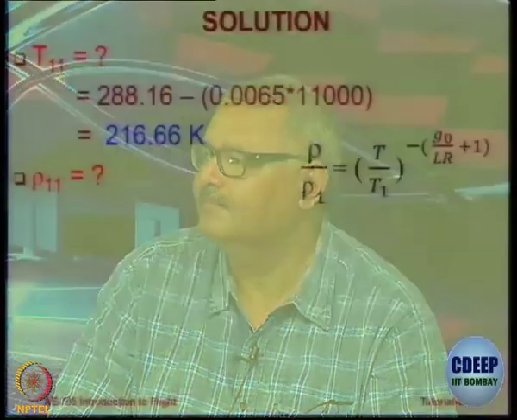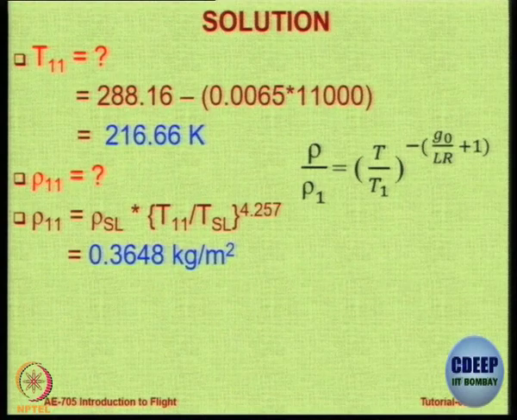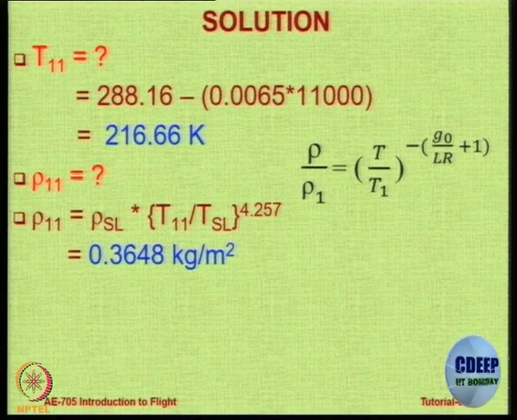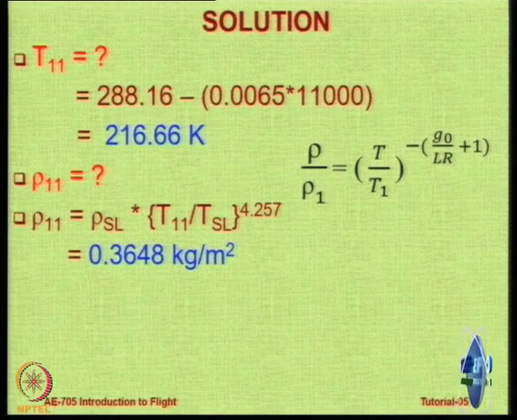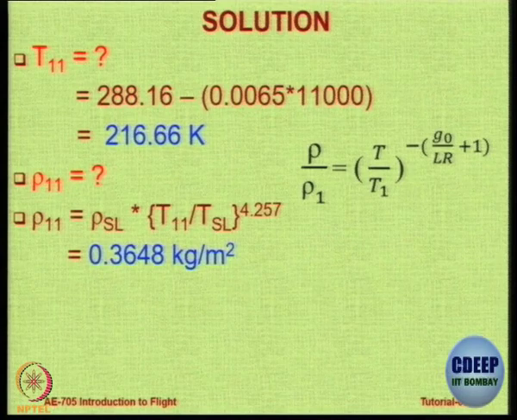T11 is 216.66, TSL is 288.16, find the ratio and multiply by sea level density, which is 1.2256 kg per meter cube. Just speak out the value of density at 11 kilometers if you calculate it. 0.3648 kg per meter square. Actually meter cube, that's a mistake. I'll correct the mistake. Thank you. Okay, everybody got it? Right. So that is the density.